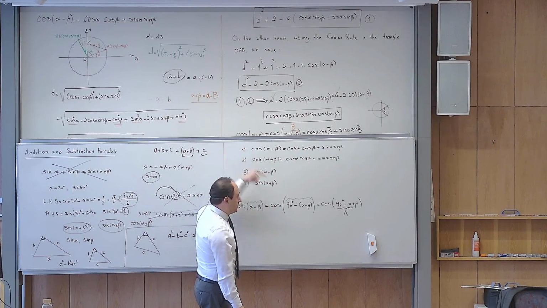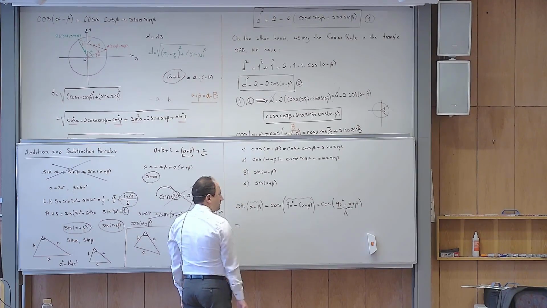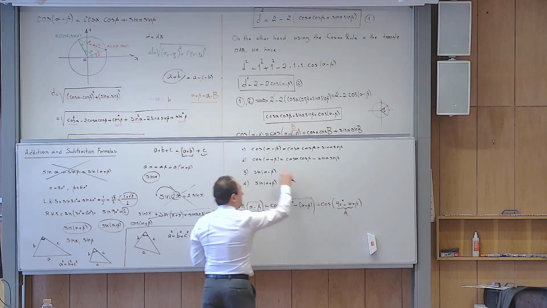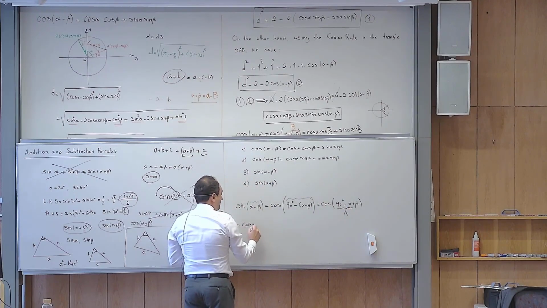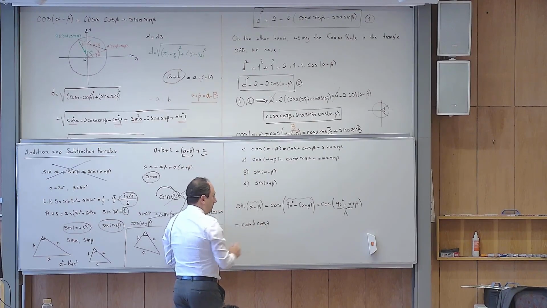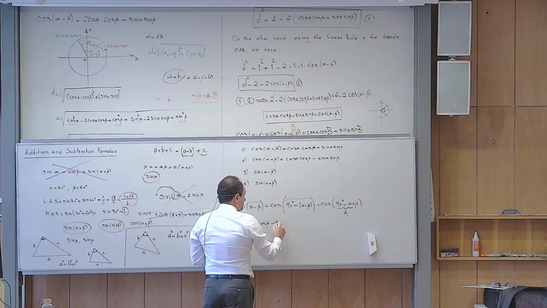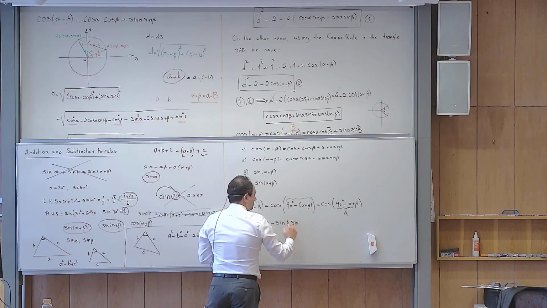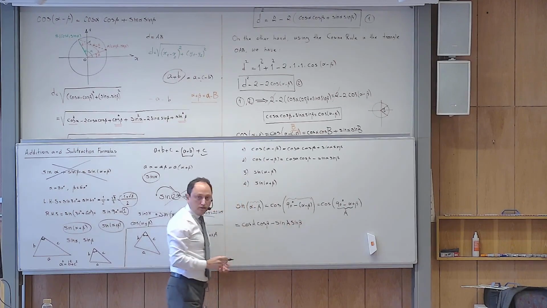Second. Yes? So it becomes, now read it. It becomes what? Cosine of the sum of 2 angles is equal to cosine of the first one times cosine of the second one, minus sine of the first one, sine of the second one. Everyone understands what's going on?